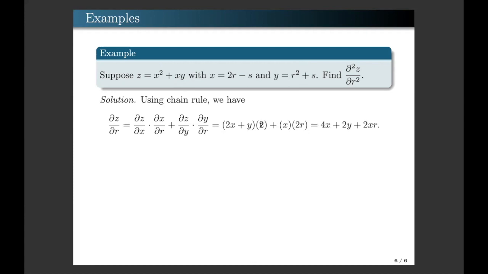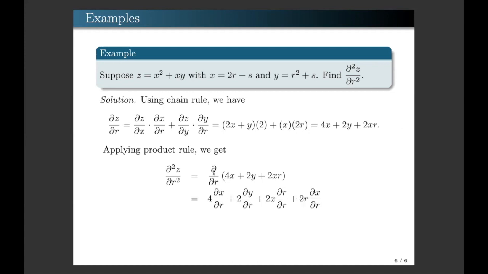Right, let's simplify the expression. Once you distribute, that gives me 4x plus 2y plus 2xr. Right. So we just need to get the partial derivative of this expression with respect to r. So we have the second partial. This is the partial with respect to r of this expression here. So now we have 4 times the partial of x with respect to r plus 2 times the partial of y with respect to r.